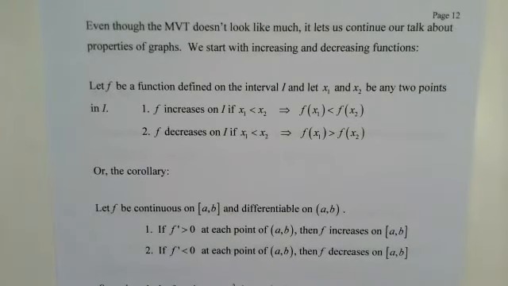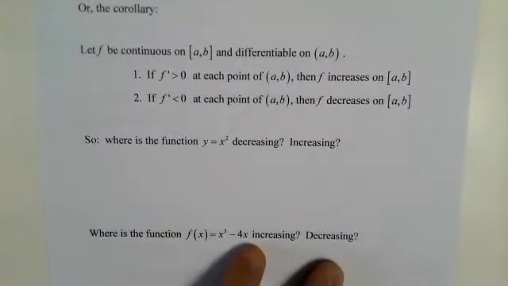So I don't think the mean value theorem looks like much, but now they say, well, this means we can talk about properties, whatever. Interval I, it's a function defined on that. It increases, yada, yada. I mean, this is silly. We just look at it and know where the slope is up and the slope is down.